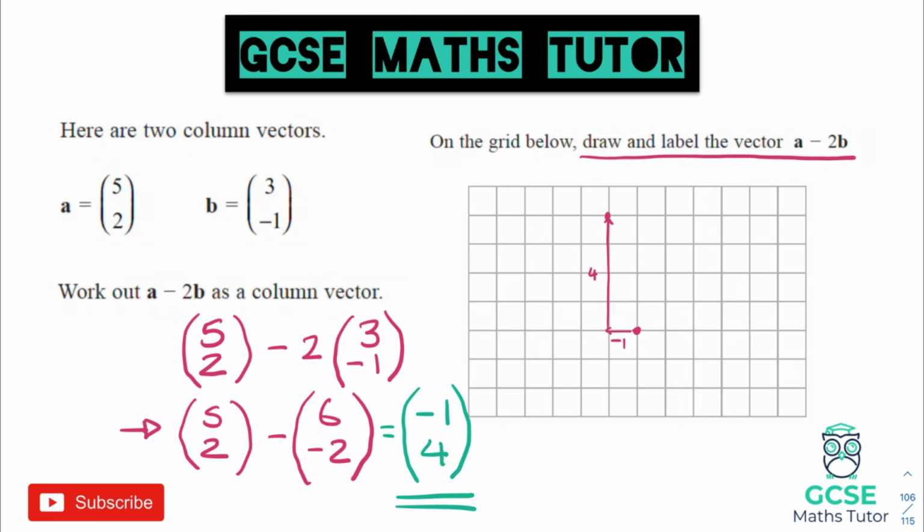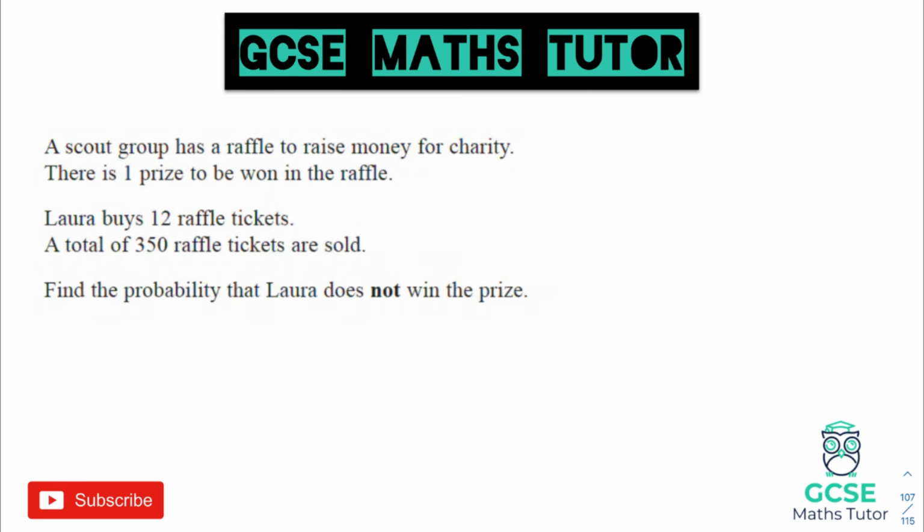This was going left by 1 and up by 4, and then join them up and label that vector with the arrow. Okay, on to probability. When you are writing a probability, just make sure you read the question. Remember, we usually always try and write them as a fraction.